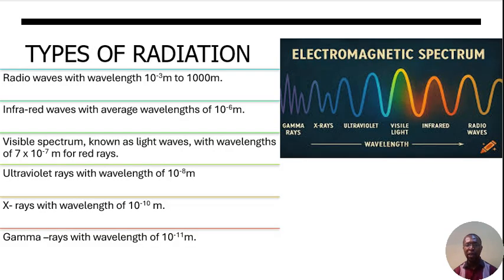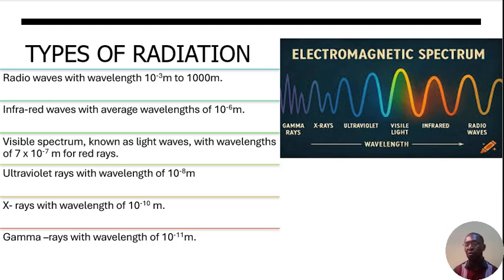All right, in this spectrum we have radio waves, we have the infrared, we have the visible light, we have the ultraviolet, we have the X-ray, and we have the gamma ray. The radio wave is the one with the longest wavelength. It ranges between 10 to the power minus 3 meters to 1000 meters, followed by the infrared wave that had the average wavelength of 10 to the power minus 6 meters. And then we have the visible spectrum, which is also called the light wave.